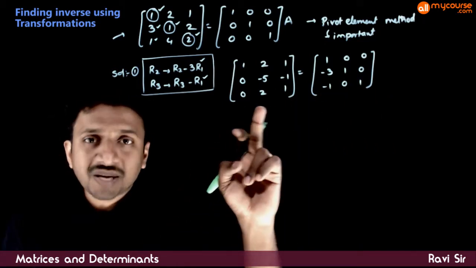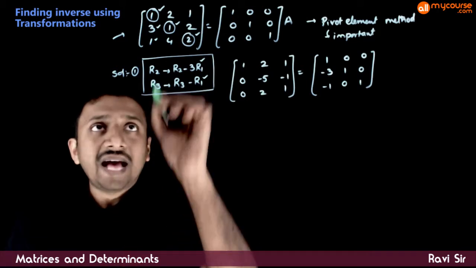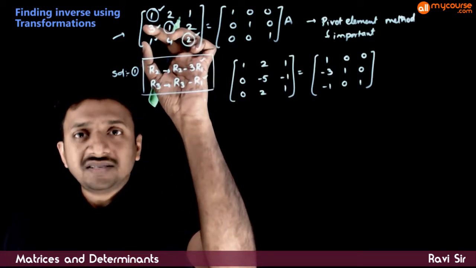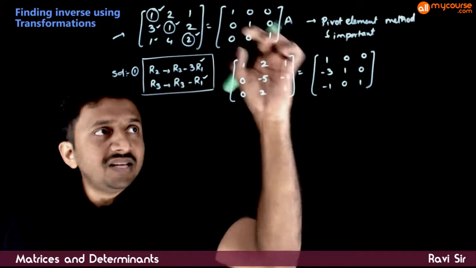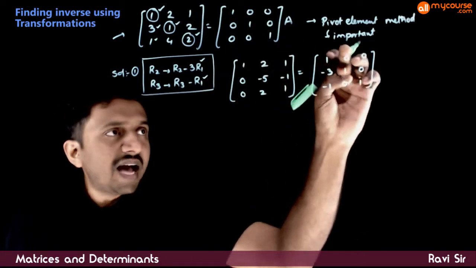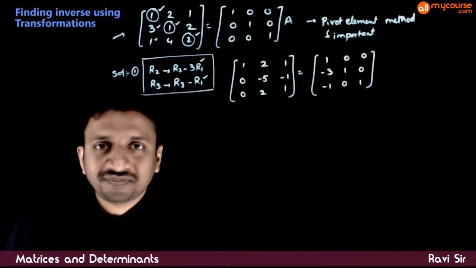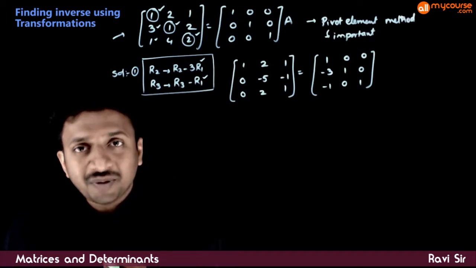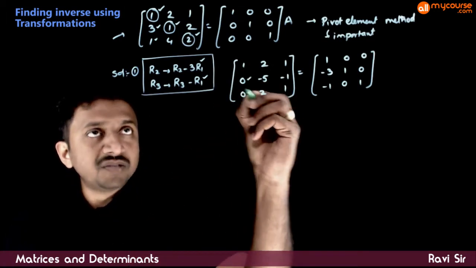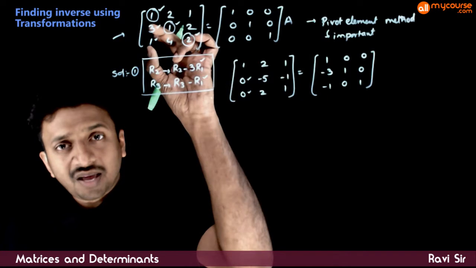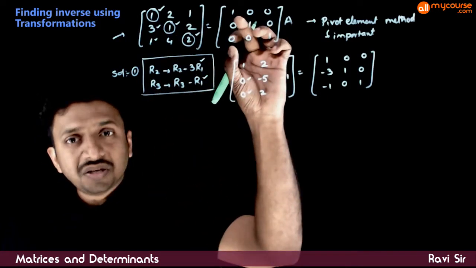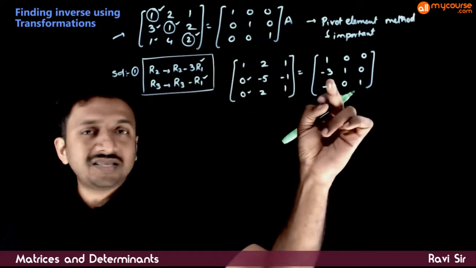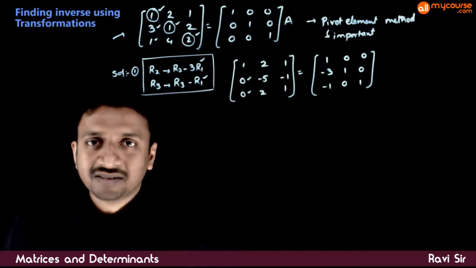So you have to observe something interesting here. As you make these two as zeros on the LHS, these two zeros get disturbed, the other zeros remain intact. So in the first step, remember that these two elements will become 0 in the A matrix and these two zeros will get disturbed in the identity matrix.